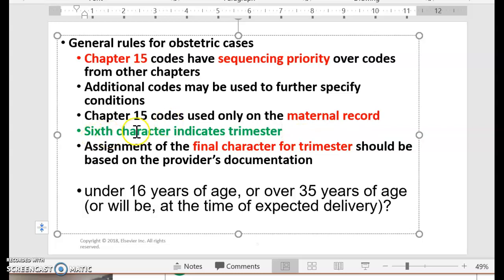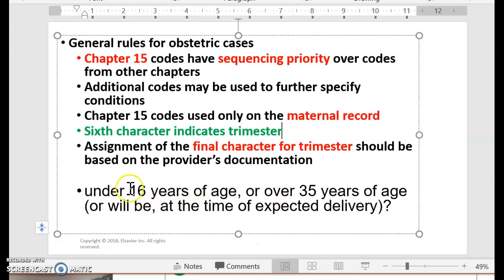The sixth character in chapter 15 codes is usually to indicate the trimester. The trimesters are first, second, and third, and it is very essential that we follow the documentation to know exactly what trimester the patient is. The final character of trimester should be based on the provider's documentation. Everything is documentation. You as a coder are not creating anything. You are only following the doctor's note.